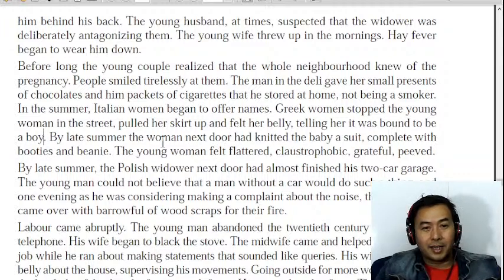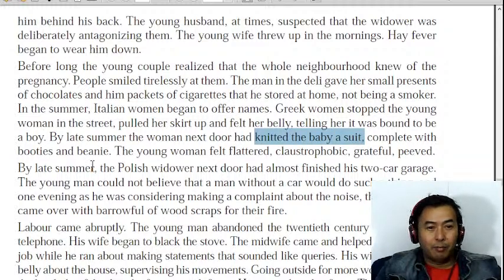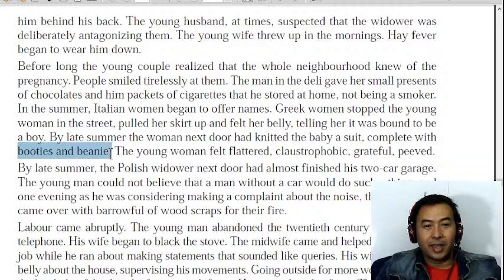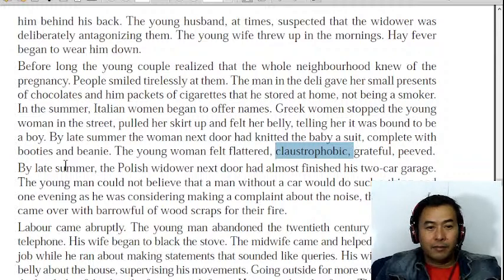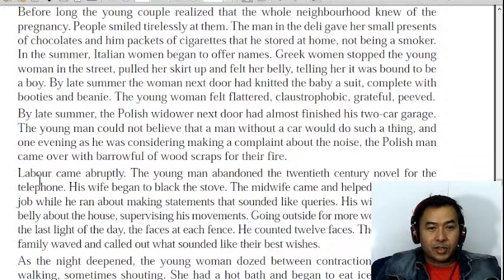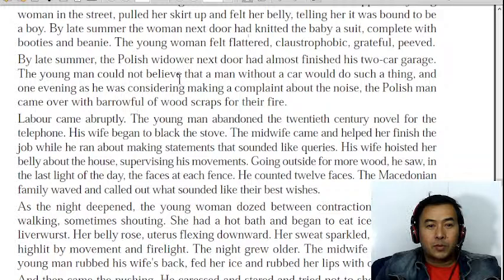By late summer, the woman next door had knitted the baby a suit. Somebody, the next neighbor, started knitting a suit for a baby, complete with booty and beanie. The young woman felt flattered. Buttered and claustrophobic, grateful, peeved, right? Different varieties of words and activities and actions. She felt emotional.